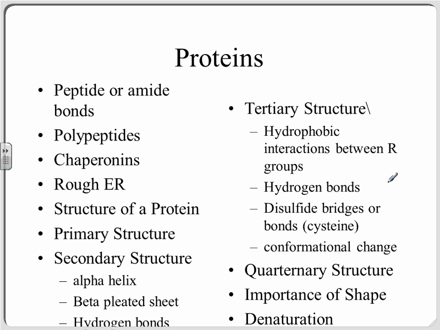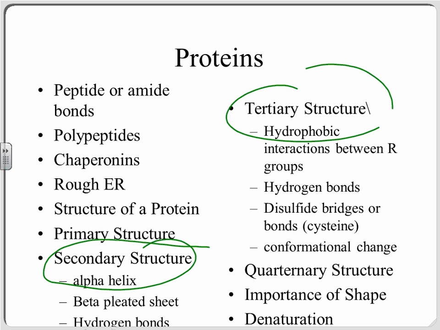When you talk about denaturation, the protein is losing its tertiary structure and its secondary structure. That's really what we're changing, because that's where those kinds of bonds, hydrogen and disulfide, are important. So, circle this: when you get denaturation, we're talking about a change in the secondary or tertiary structures of the protein.